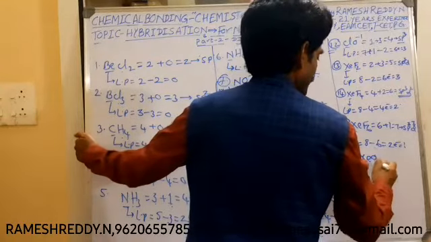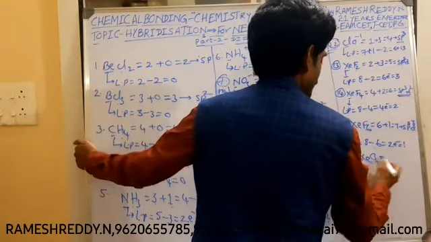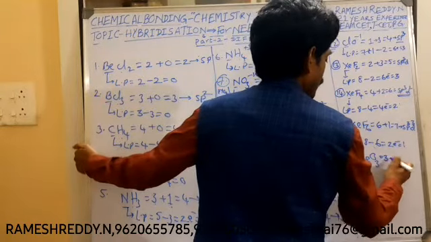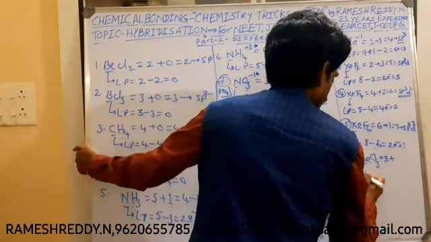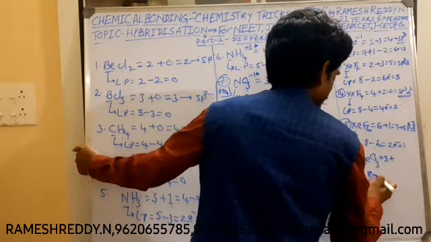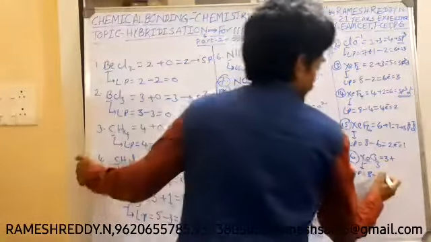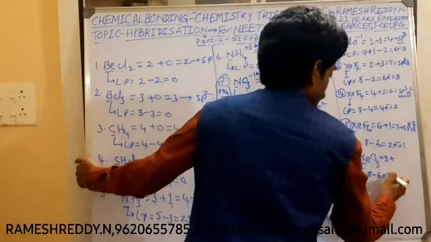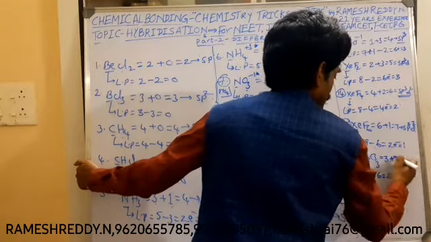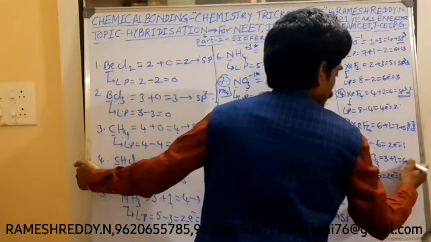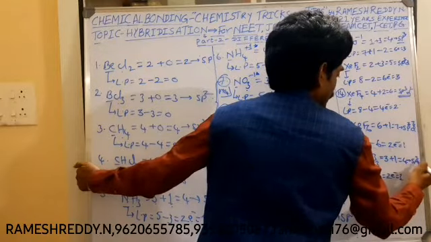Next one, XeO3, xenon trioxide. The central atom is xenon, and the bonded atoms are 3 oxygens. So how many lone pairs does xenon have? Xenon valence electrons are 8, and for each oxygen atom you have to consider 2 electrons. 3 oxygens, so 3 into 2 is 6. So 8 minus 6 is 2 electrons. 2 electrons means 1 lone pair. So you add that lone pair here: 3 plus 1 is 4. 4 means the molecule undergoes sp3 hybridization.